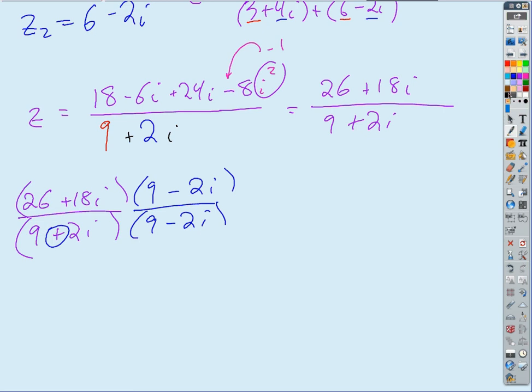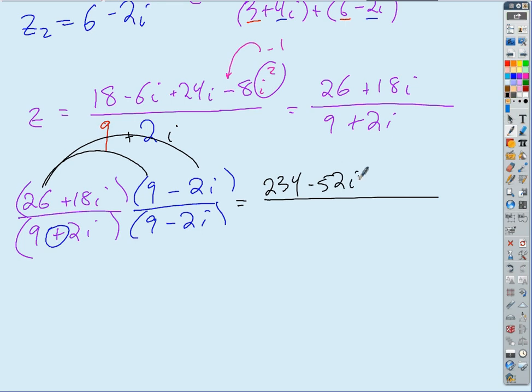So when we multiply across then, on the top, we've got to go through that whole process again. We've got to distribute and add like terms. So if I distribute the 26 times 9, let's see, 25 times 9 would be 225 plus another 9, so that's 234. Come on, check me. 234. And then if I distribute the 26 to the minus 2i, what's that going to be? 26 times negative 2. There you go, negative 52i.